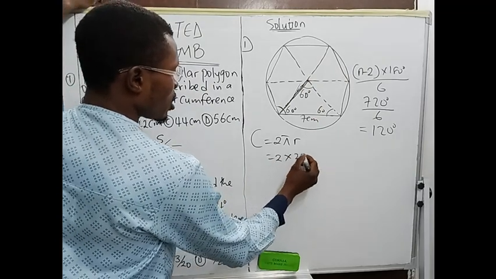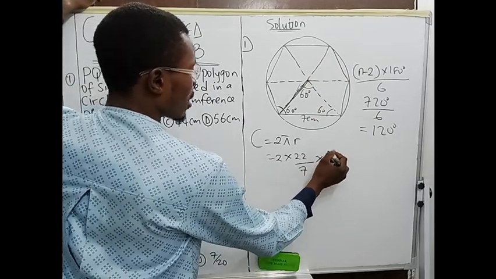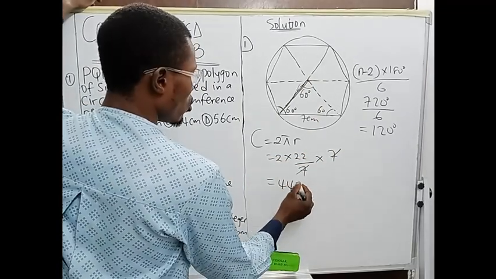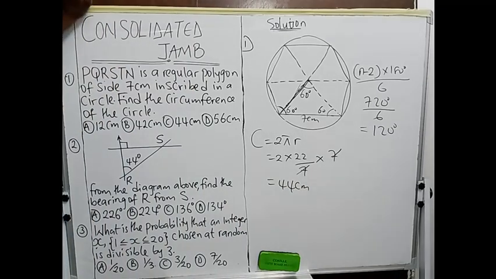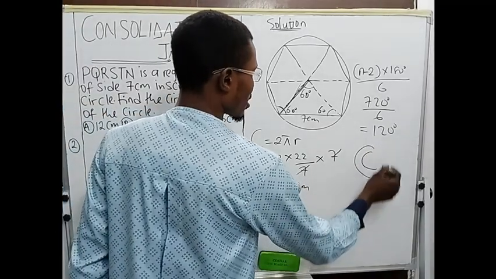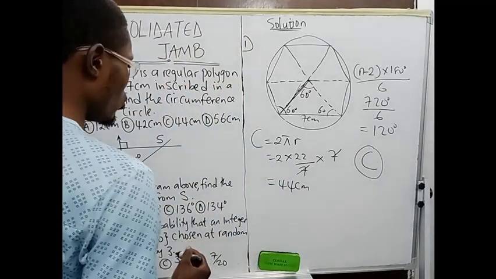2 times pi, which is 22 over 7, times our r, which is 7. 7 cancels out 7. You have 44 centimeters as the circumference. And that is given by option C. Option C gives the correct answer to this question. Now we'll move to number 2.